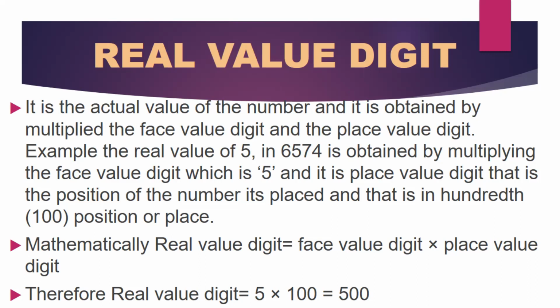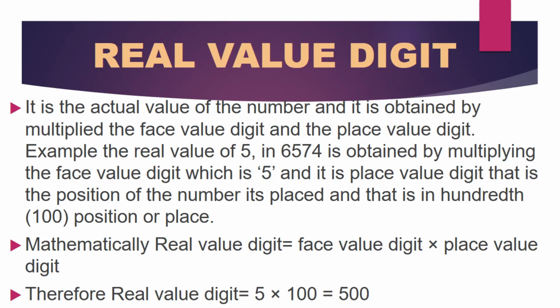So you can see clearly that if you want the real value for the 5, the face value is the 5 itself, but the place value is where this 5 has been placed. This 5 has been placed in the hundreds position. Therefore, the 5 will be used to multiply the position where it has been placed. So 5 times 100 will give you 500. Therefore, the 500 is the real value here.